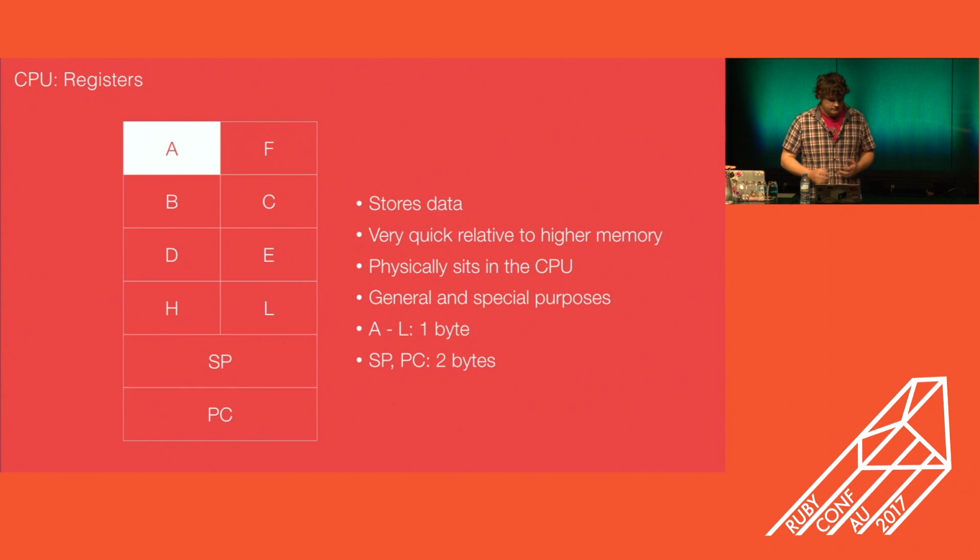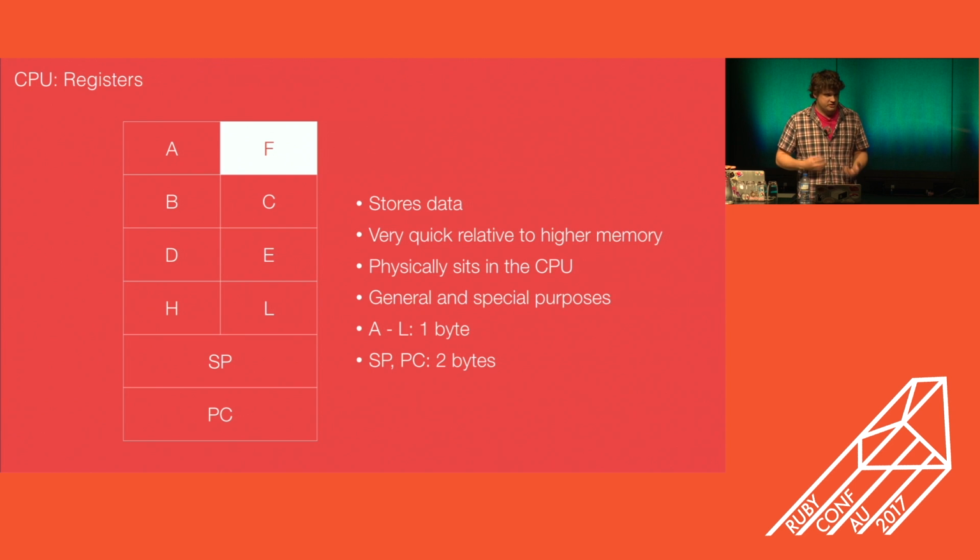The other thing is they have an identifier on them, like AF, BC, SP, and PC. But the A register, for example, is what's known as an accumulator register. It's a general purpose register, but it does something pretty special as well. Certain types of operations will use the A register as a second operand and also store the result of mathematical operations, such as addition and subtraction.